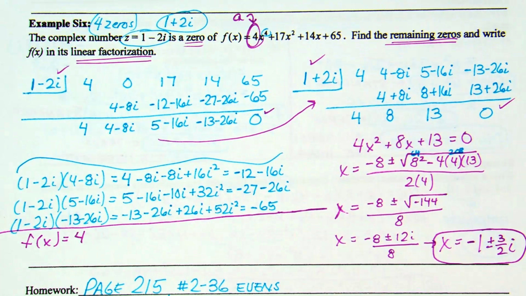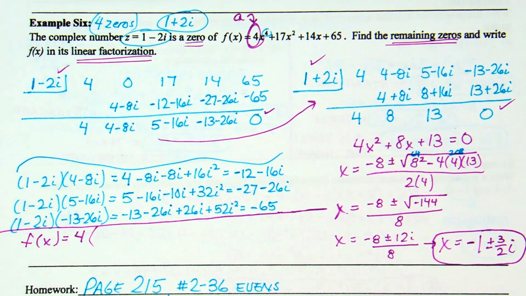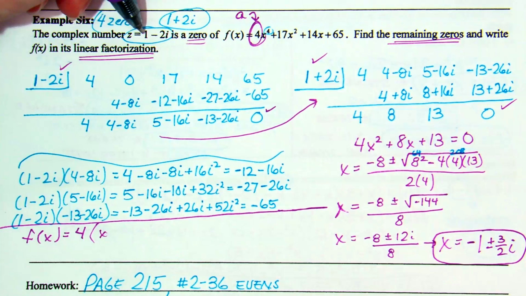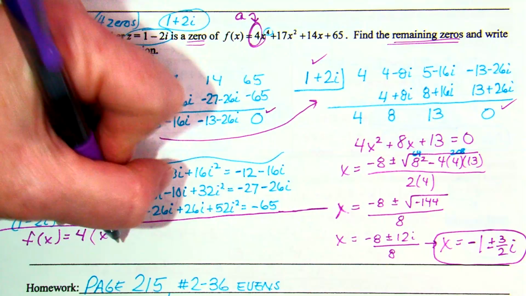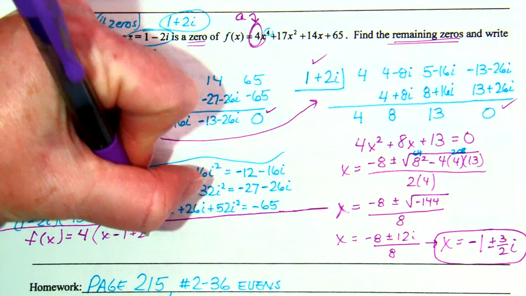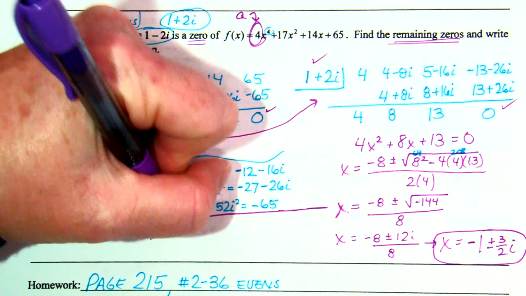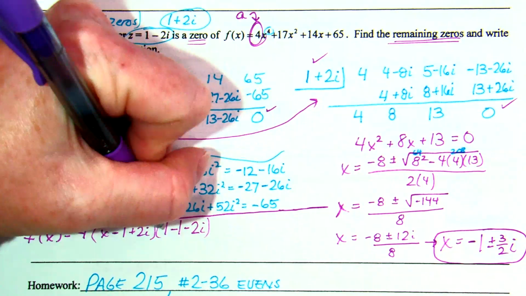Now, parentheses. You should have 4 parentheses, right? Let's go with the ones we were given first. 1 minus 2i. So that's going to be written as x what? Minus 1 plus 2i. Remember how we were changing those signs? Next parenthesis. Let's use the 1 plus 2i. So that's going to be x minus 1 minus 2i.